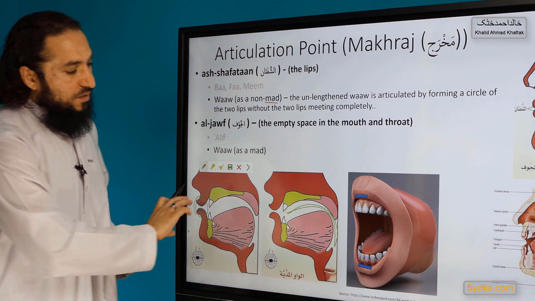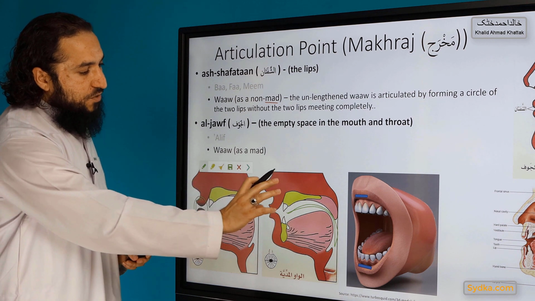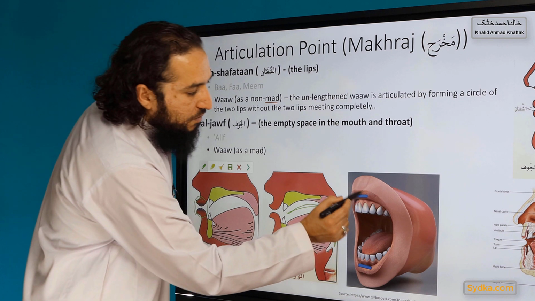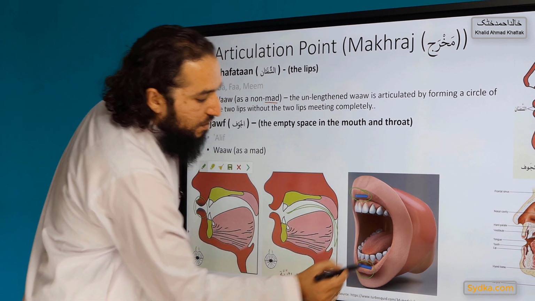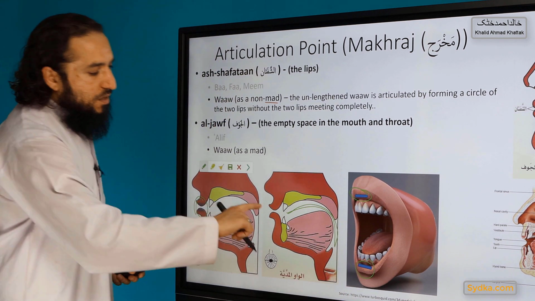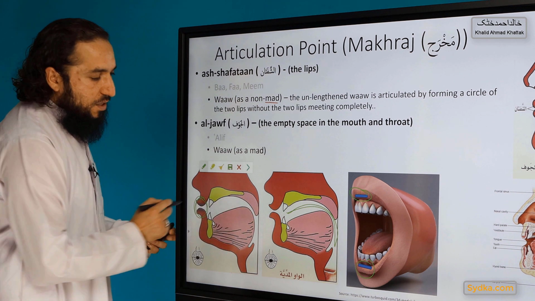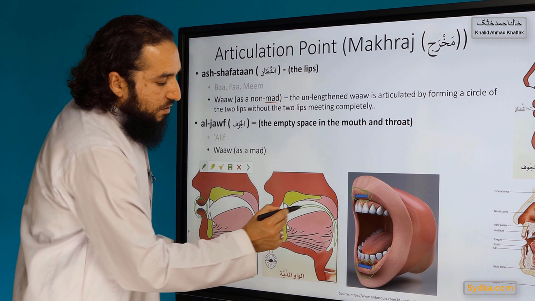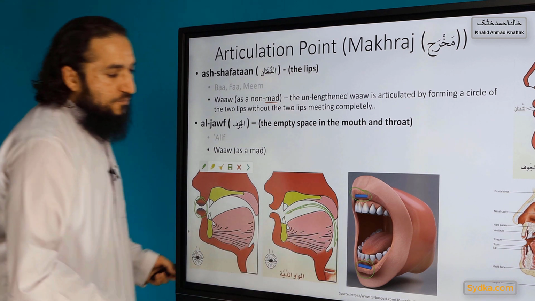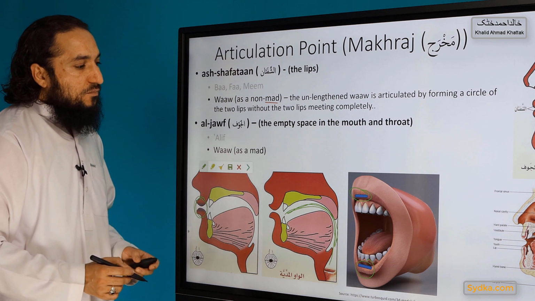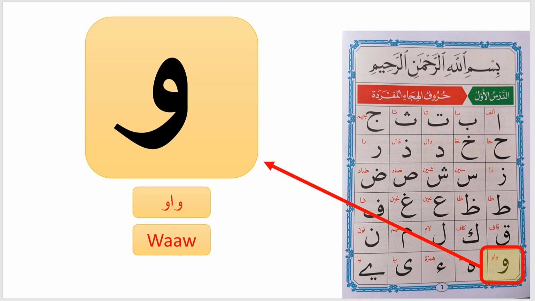And there are different articulation points for both of them. For the consonant, you use the lips, but the other parts are not involved, and the focus is on the lips. And for the Mad, it is the empty space of the mouth and the Halq, the throat.